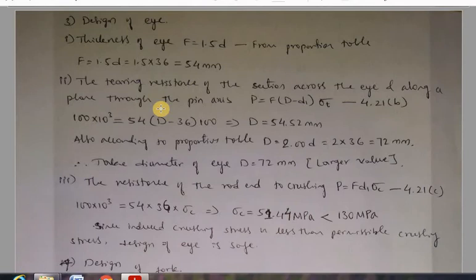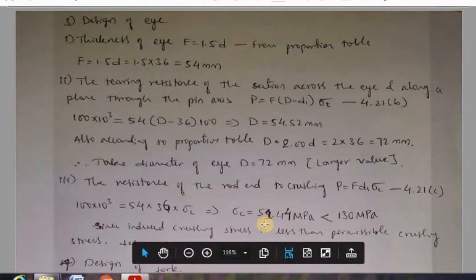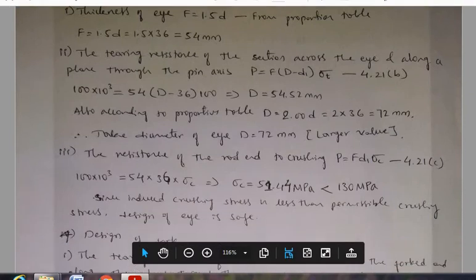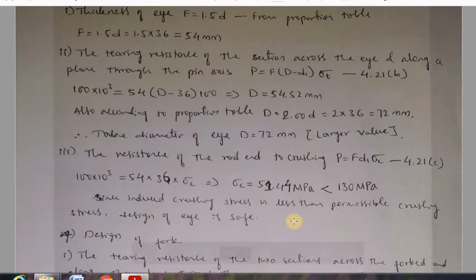We calculate the sigma C, that is crushing stress induced, as 51.44 megapascal, which is less than the permissible crushing stress 130 megapascal. Therefore, we say that the induced crushing stress is less than the permissible crushing stress. Hence, design of the eye is safe.